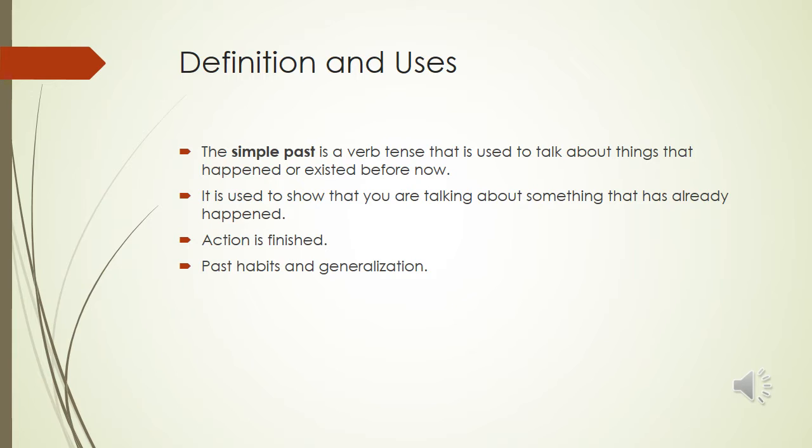The second point is that it is used to show that you are talking about something that has already happened. That means something has already happened and it is not happening now. It is gone. The third point is that the action is finished. That means there was some action and it has been completed and we are not doing it anymore in the present.